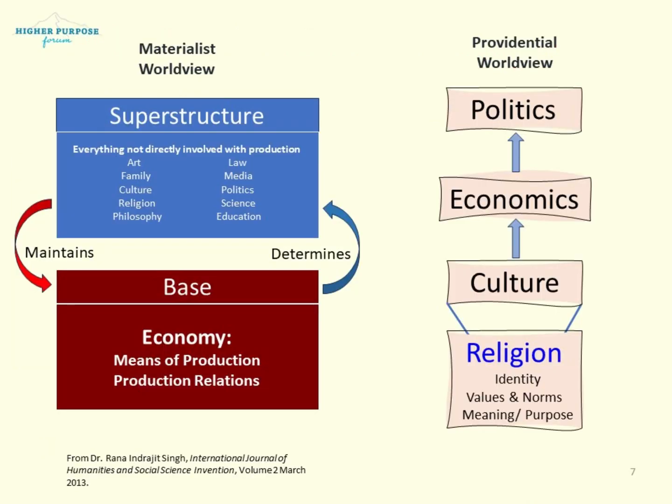So this is basically the two worldviews of history. The materialist worldview, especially the one based upon the Marxist worldview, holds that the economy, the means of production, and the nature of production relations is the base of any society, and that base is what creates or determines the superstructure. The economy is what determines the nature of art, culture, religion, philosophy, politics. They are all a function of the nature of the economic base.